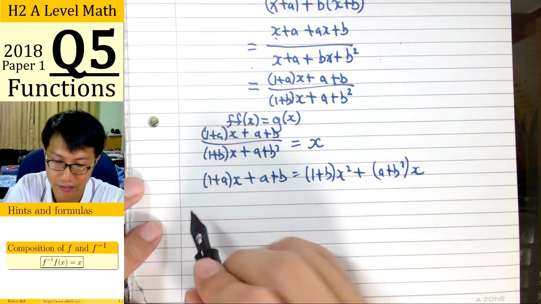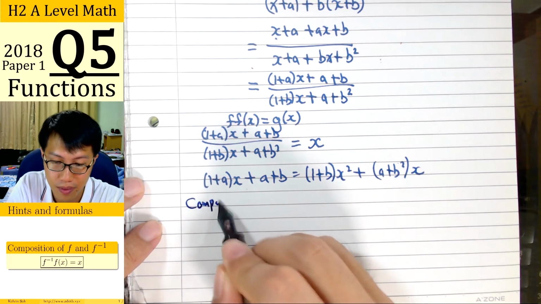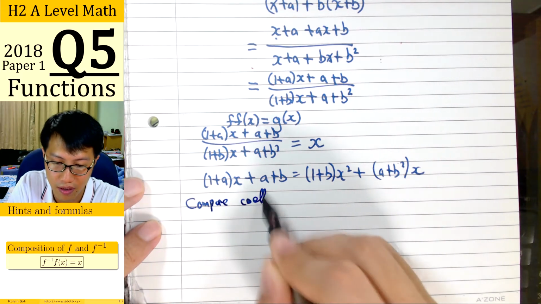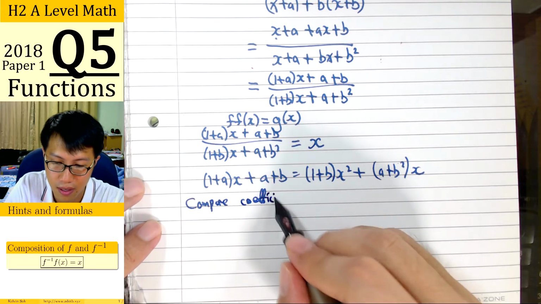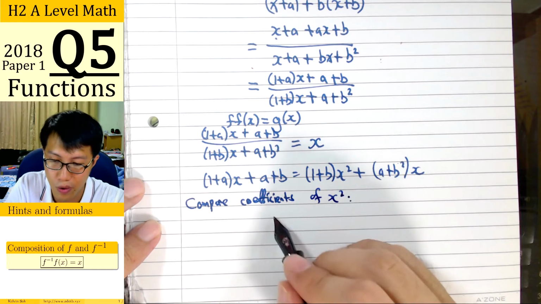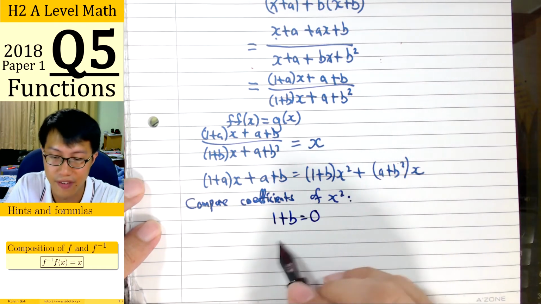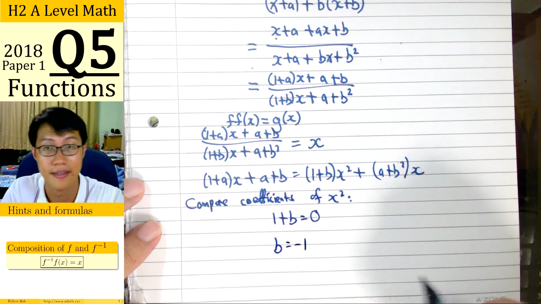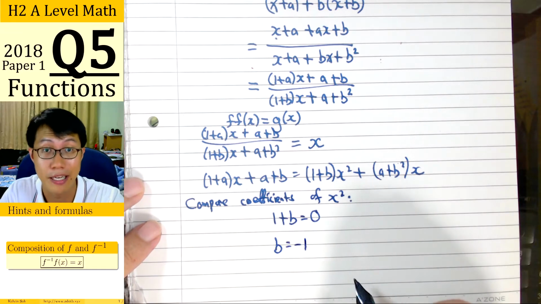So what we have, if we compare coefficients of x squared, we have 1 plus b is equal to 0, giving us b equals minus 1. And that is our answer for the first part of the question.